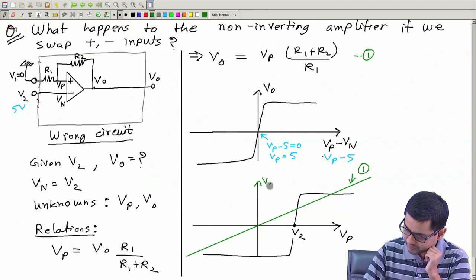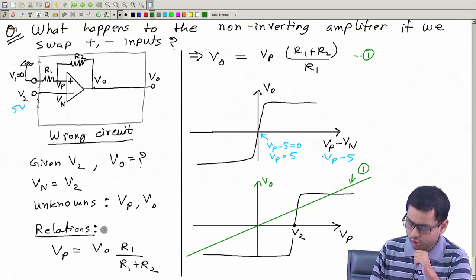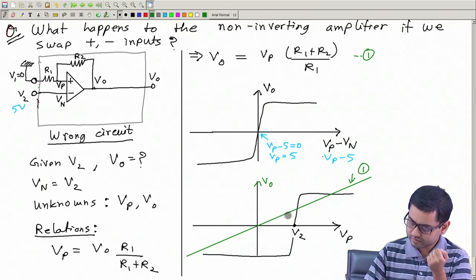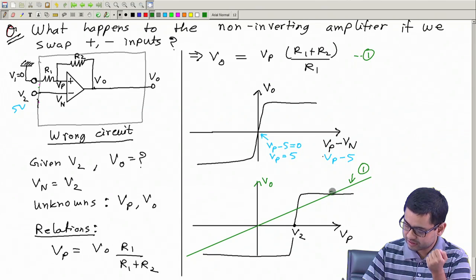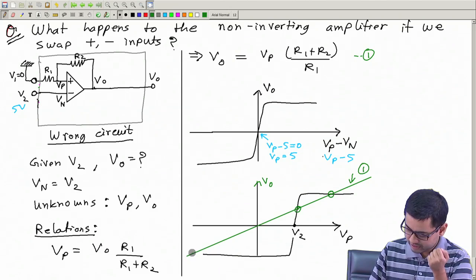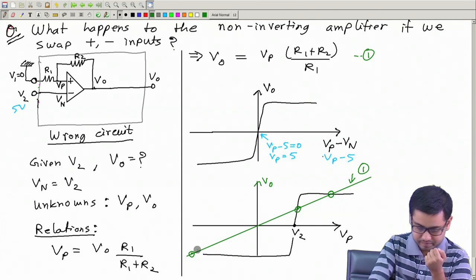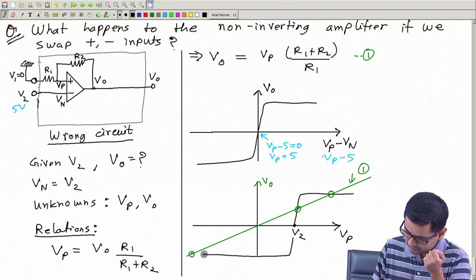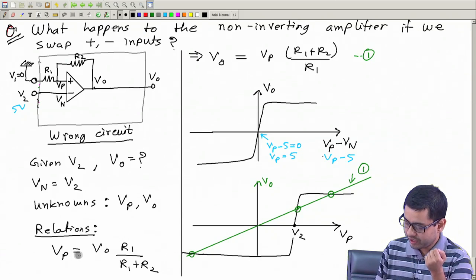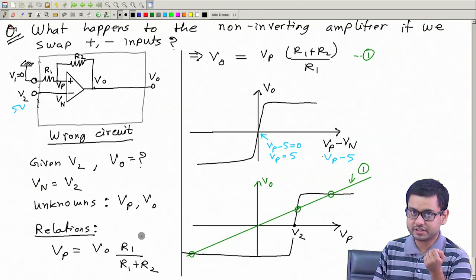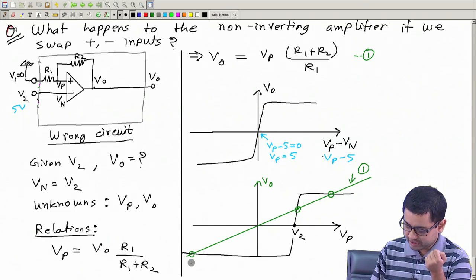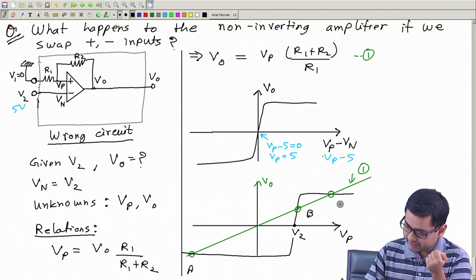This is VO, this is Vp. Now what will be the solution? The solution will be either this or this or here. Let me extend. So I have three possible solutions, and once again let me just call them A, B and C.